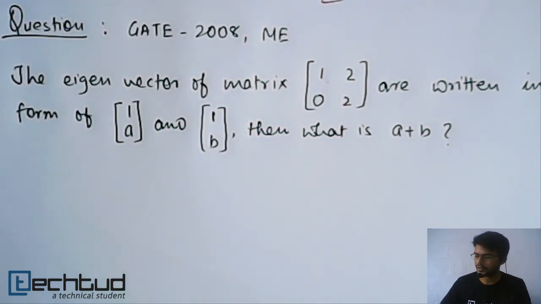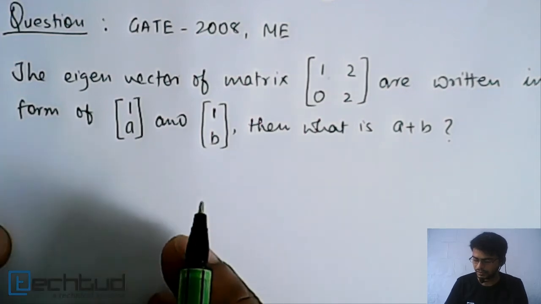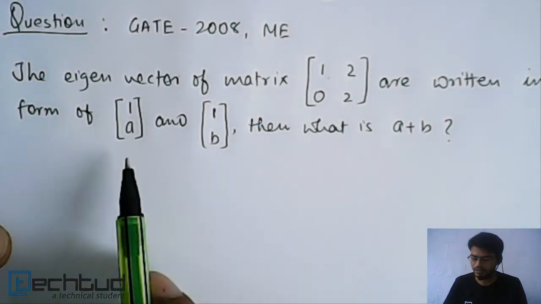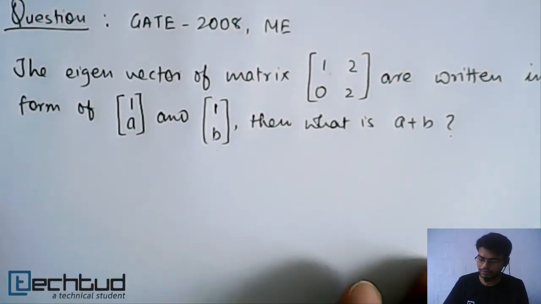Hello everyone, welcome back. Let's solve the problem on eigenvector. This was a question in GATE 2008 for mechanical engineering branch, and the question is very easy. They are saying that for the given matrix these are the eigenvectors, so what will be the value of A and B? So let's solve it.